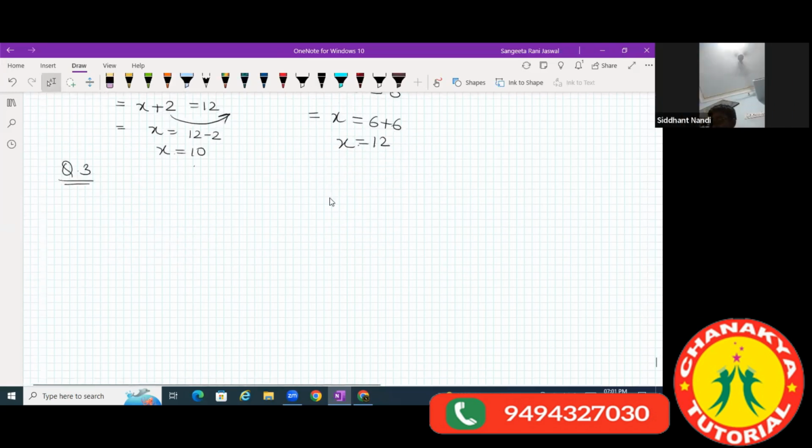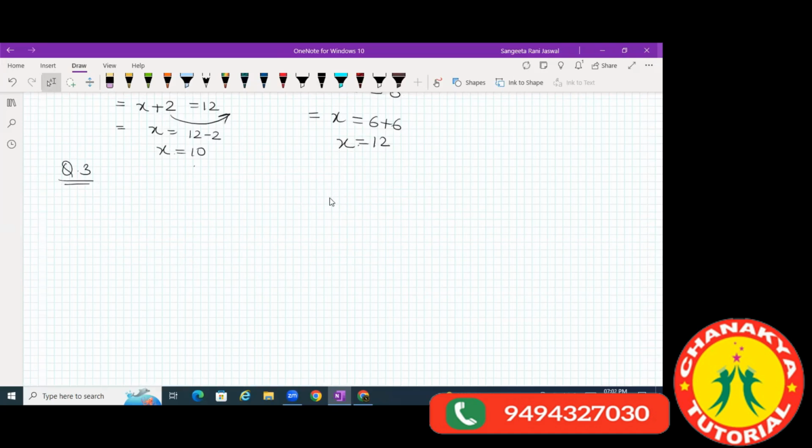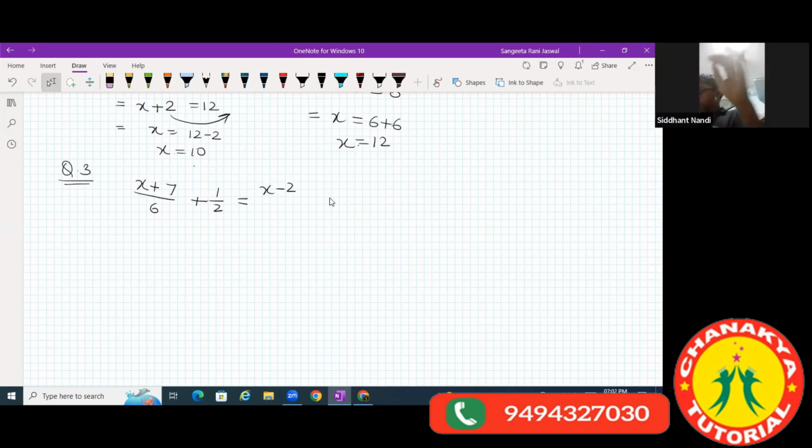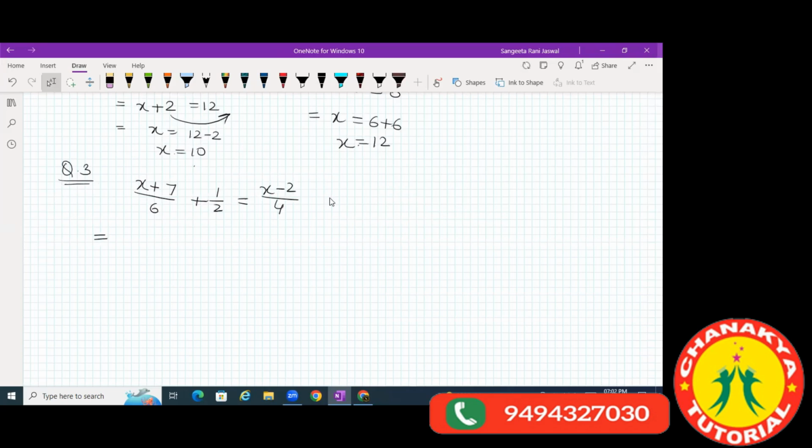Okay, so let's take now x plus 7 by 6 plus 1 by 2 equals x minus 2 by 2. Now look here. In this question there are two ways of doing this. One way is that I can take this 1 by 2 fraction to the other side. I have these two terms with a variable: I have x here also, I have x here also. So my first step will be to keep all the x terms together.